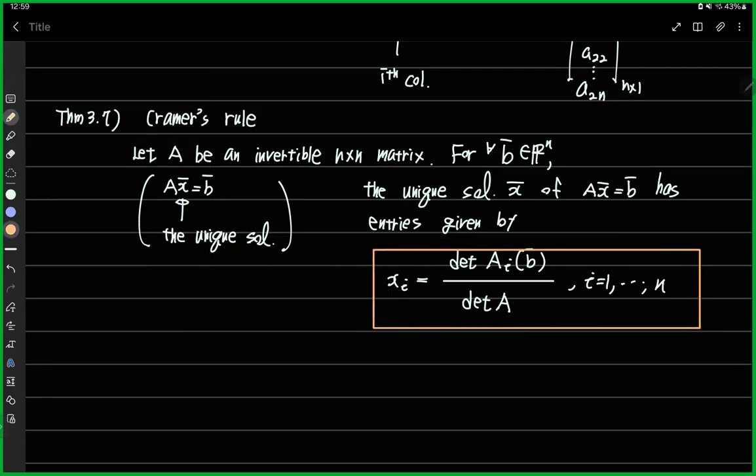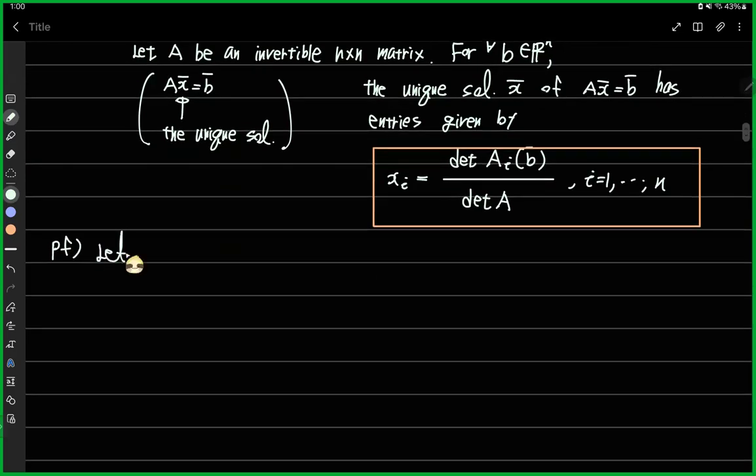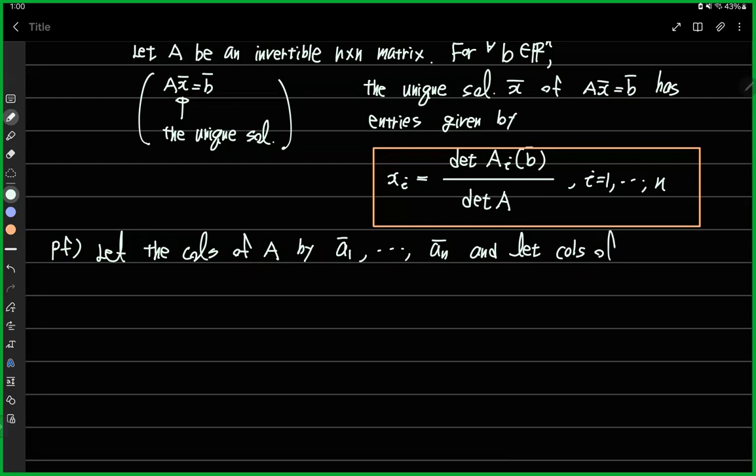Let's see the proof. First, let the columns of matrix A be A1 through An, and let the columns of the n by n identity matrix I_n be E1, E2 through En.